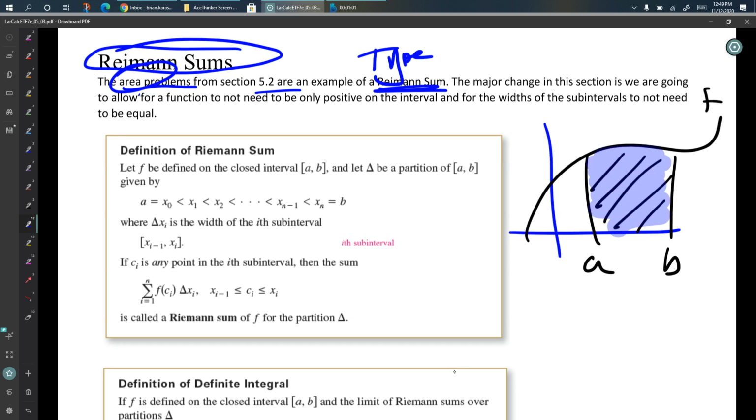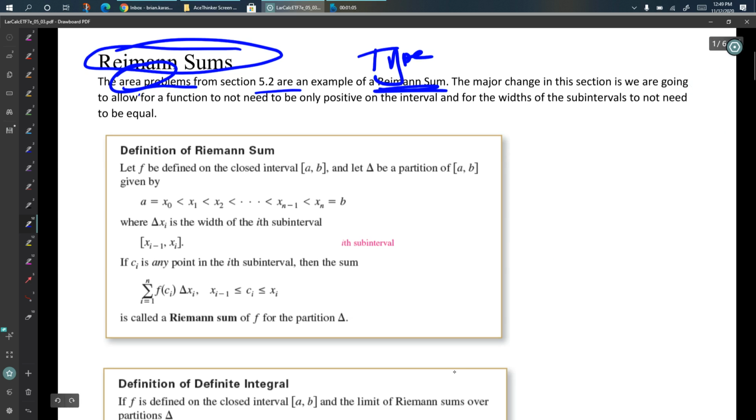In section 5.3 here, when we take a look at Riemann sums, what's going to change is there is no longer going to be a need for the function to be positive. The function can be above the x-axis or below the x-axis. It can be positive or it can be negative. And as we said earlier, the subintervals that we use don't need to be equal in width. For simplicity, when we work with these things, we almost always make them equal, but there's no requirement.